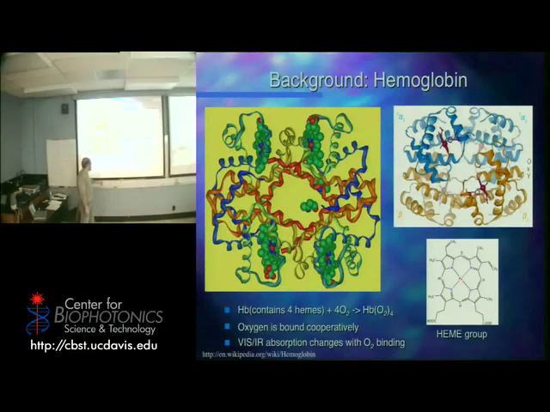This is a heme group right here. And the oxygen is bound cooperatively, as I just mentioned. And the most important thing for us in biophotonics is that visible and infrared absorption changes with oxygen binding. Okay? And you guys know that intuitively, because if the color changes, that means that somehow the interaction with light has changed. Does that make sense?